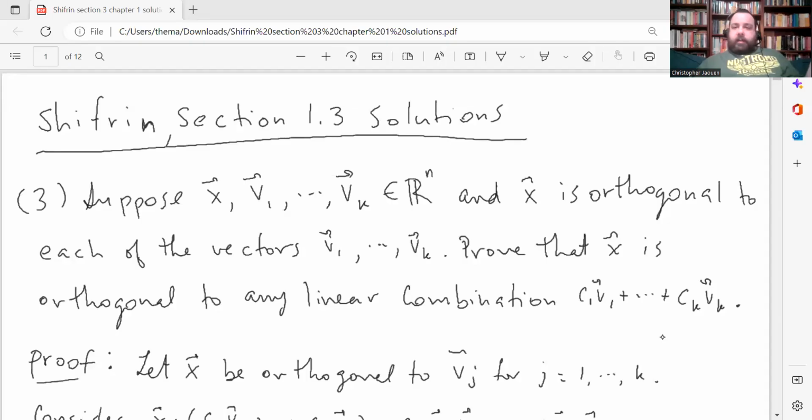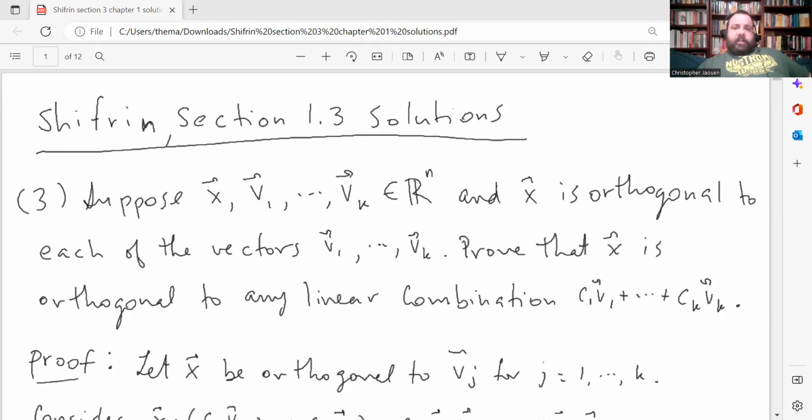I'm going to go through the solutions to the selected exercises for section 3 in chapter 1 of Shifrin's multivariable mathematics in this video. So let me bring up my solutions and we'll go through them. I wrote down in the video where I went over the summary, I showed all the problems that I did in this section, but we'll just go through them here. There's several of them. So we'll start with question number 3.